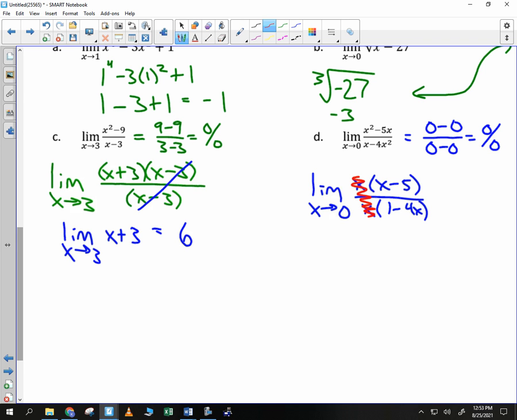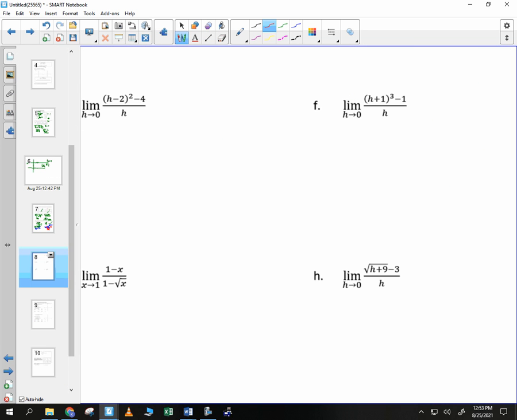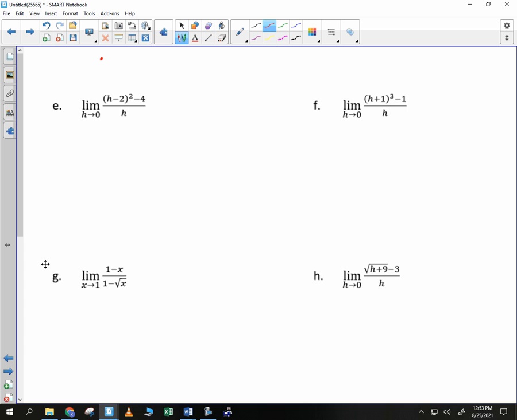You can now substitute your 0 in there. We get 0 minus 5, which is negative 5. And you have 1 minus 0 is 1. So your limit is negative 5. And now you're getting some practice with your algebra. Let's flip it over. You love algebra. It's your favorite thing in the world.